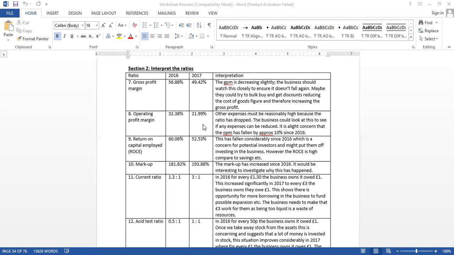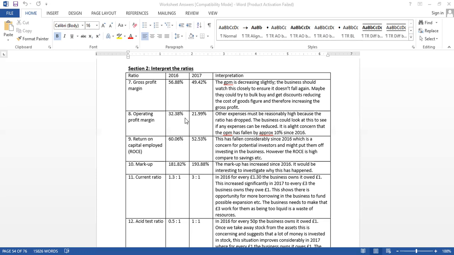It is all right. The concern is that the operating profit margin has fallen approximately 10% since 2016. Right? So the operating profit margin here has gone down more than 10%, 32% to 21%. Therefore, in order to face this kind of challenge, the business should look into whether there are any expenses they can reduce. Cost cutting, cost controlling is a main option, because the operating profit margin gives an indication of how much their administration costs are and how the cost controlling works.